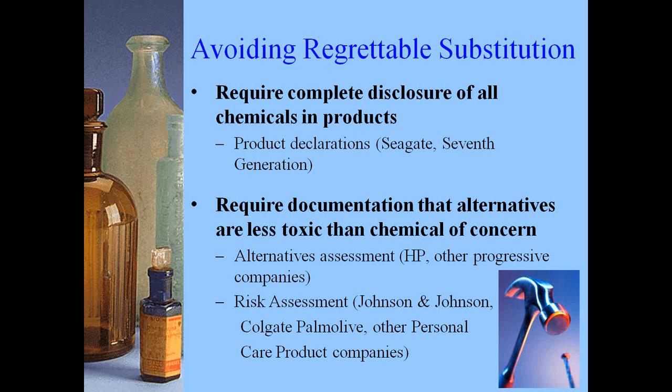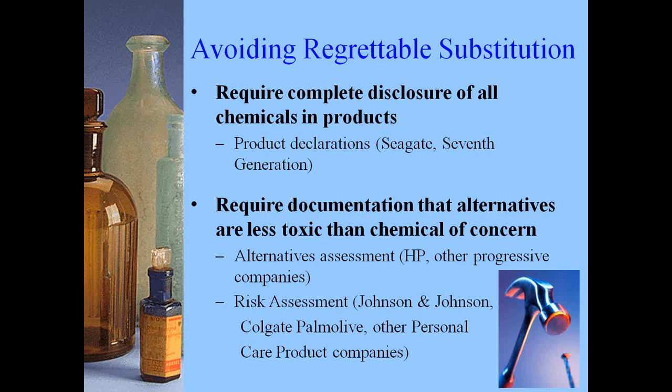And what documentation do you have to show that it's less of a concern? And this is where the alternative assessment field is sort of developing. Hewlett-Packard and a lot of other companies have started to implement alternative assessment processes in their procurement phase of their product formulations, so that they know what's in their product and that they know that when they're getting rid of toxic chemicals, there are improvements.